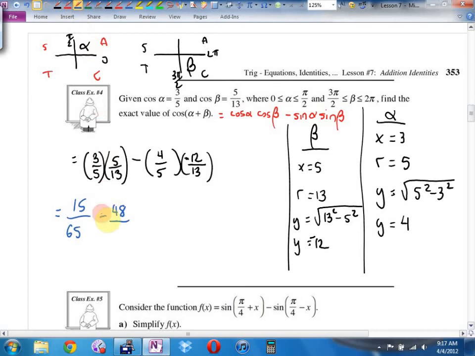Oh, plus, and then it's going to be 4 times 12 is 48. 5 times 13 is 65. Oh, do I have a common denominator already? Oh, cool. 15 and 48, I can just add them together over 65. 15 and 48 is 63? Hey, you know what? I don't even know what theta is. I don't know what alpha is. I don't know what beta is, but I can tell you the exact value of the cosine of alpha plus beta is 63 over 65. Exactly.